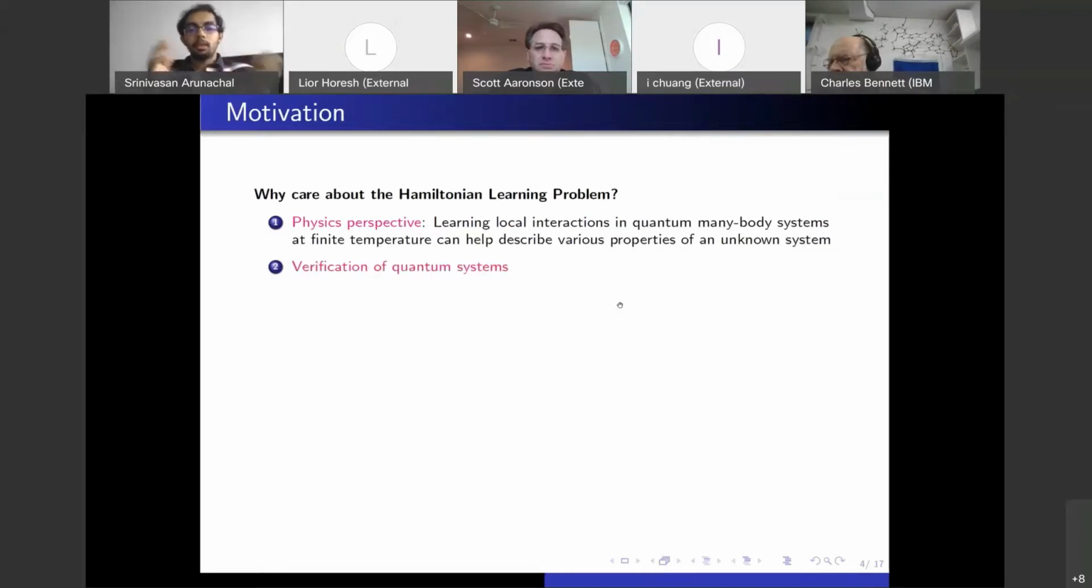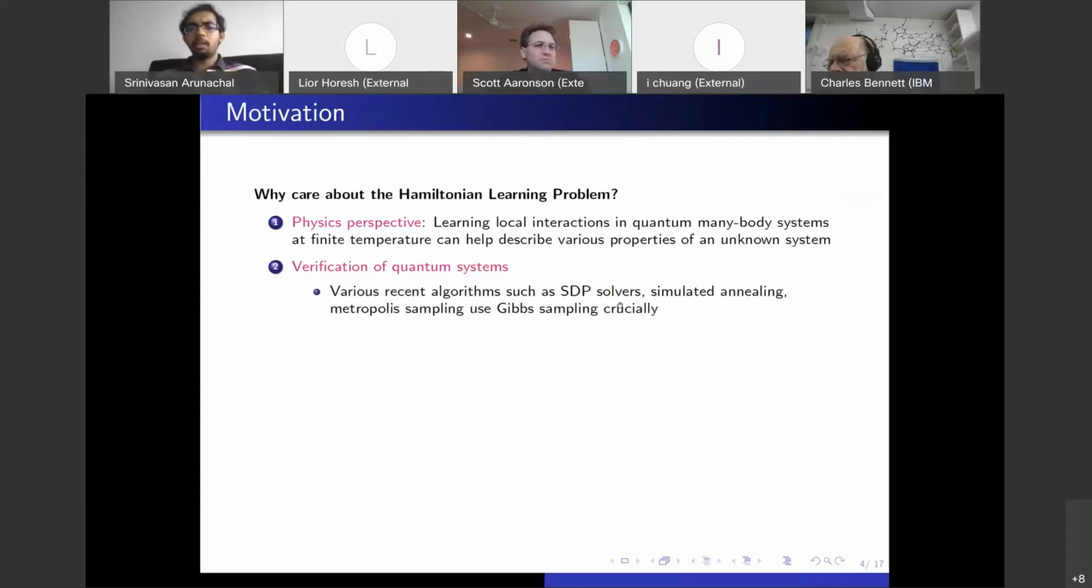The second one is for verification of quantum systems. Recently, at least in the past 3 to 4 years, there have been a lot of results on quantum SDP solvers, simulated annealing, and Metropolis sampling, and all of these use a subroutine called Gibbs sampling. I'm not going to say what this is explicitly, but let's say you have a matrix X. These quantum SDP solvers assume that someone gives you copies of the Gibbs state corresponding to this matrix X. Assuming you have these Gibbs states, they run their quantum algorithm and obtain their quantum speedups.